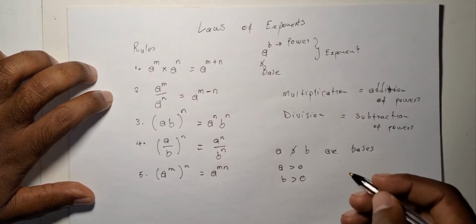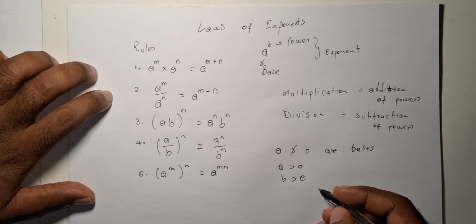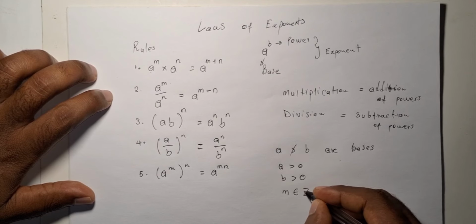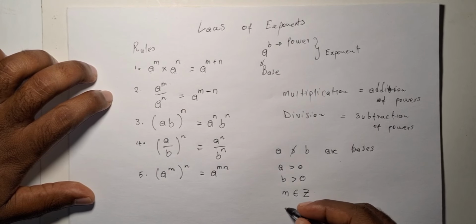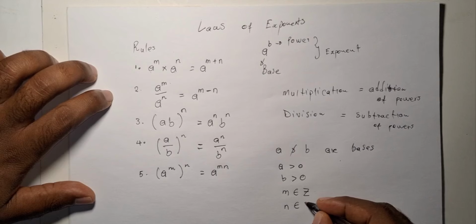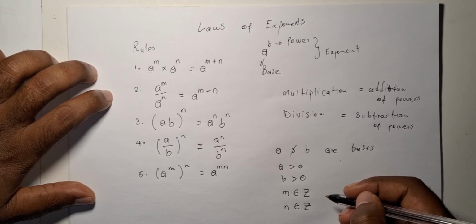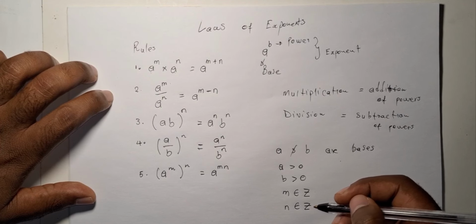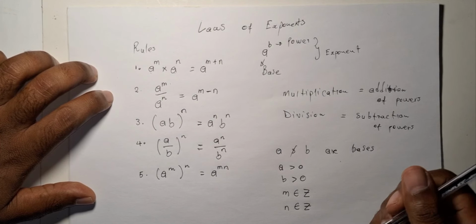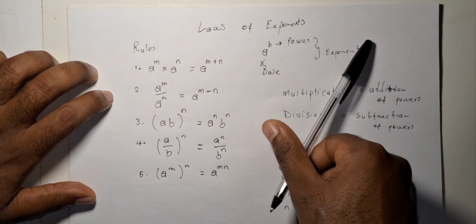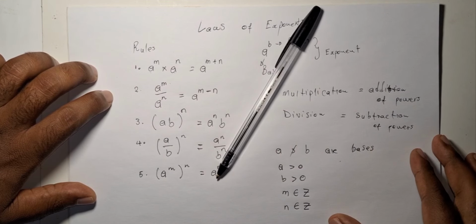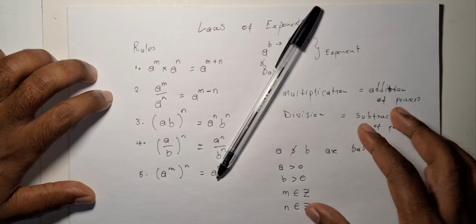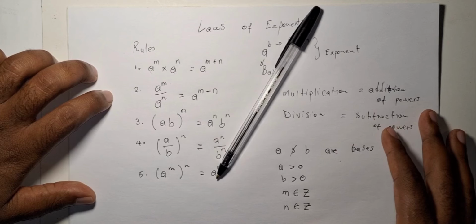All right. Now let's talk about these powers, m and n. What are the criteria? It says power m and power n must be an element of integers. So both of them must be an element of integers. It means if we have a power that is a natural number, or a whole number, or a rational number, but is not an integer, just remember that if it is not an integer, it will not work on these laws of exponents. These have to be integers, and this will work on these laws of exponents.